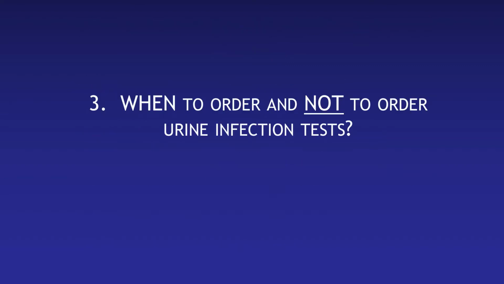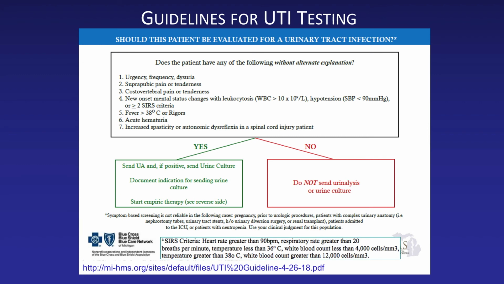So on to our third objective, when to order and not to order urine infection tests. This slide shares a guideline that is published on the Blue Cross Blue Shield collaborative website that our group feels is very straightforward and applicable to patients in both the hospital and the nursing home setting. So in the first box, you first ask, should this patient be evaluated for a urinary tract infection?